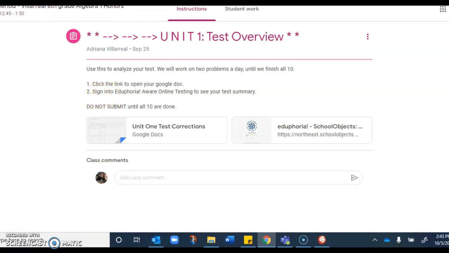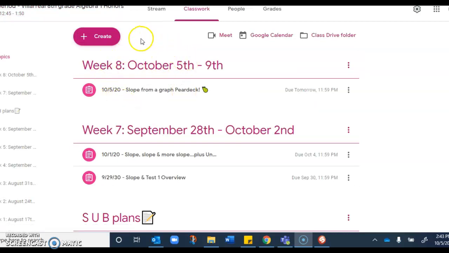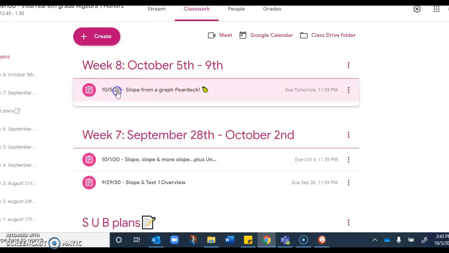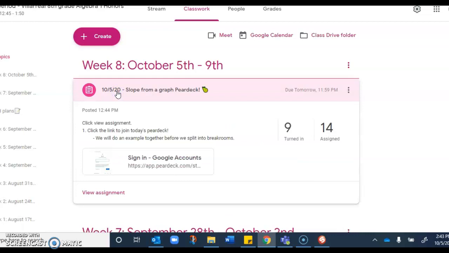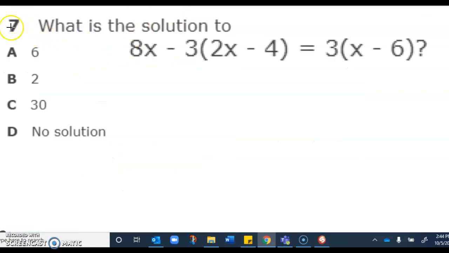Today's class is a Pear Deck session. So if you go to classwork under week 8, if you click on this one here, 10.5, slope from a graph Pear Deck, click on this one to join. It'll take you to our first slide, which is problem 7. So we're going to start here.